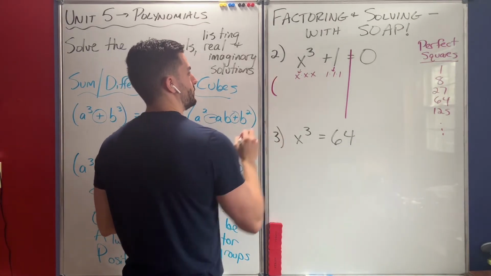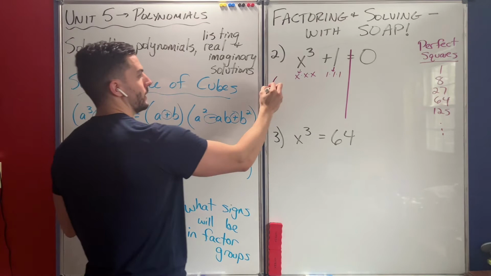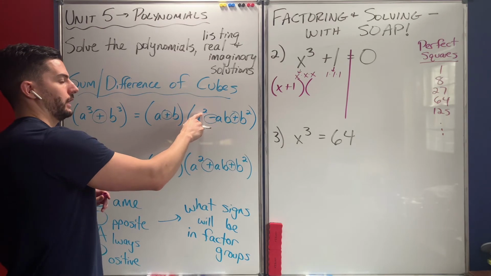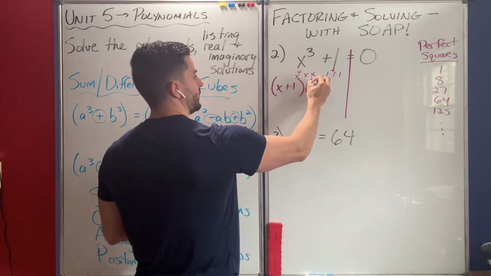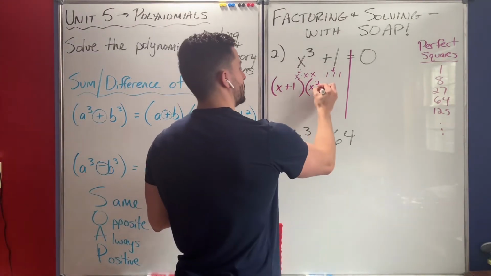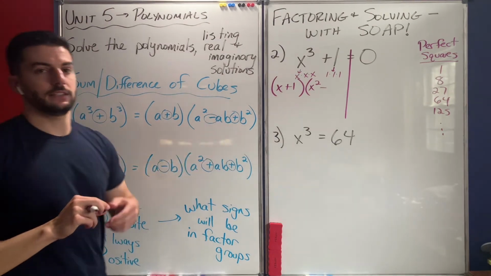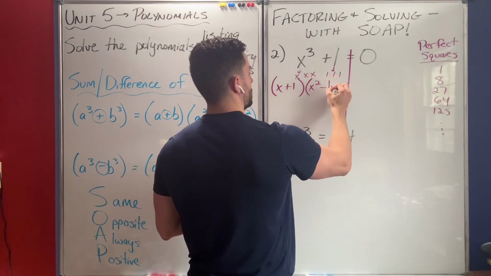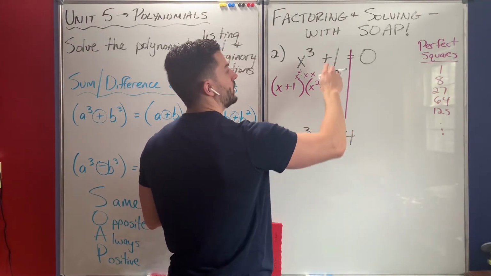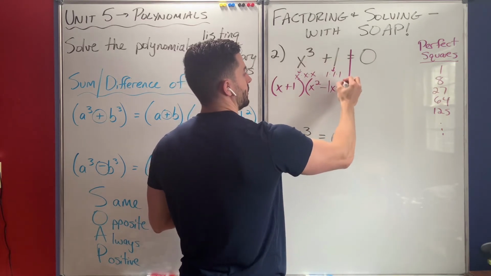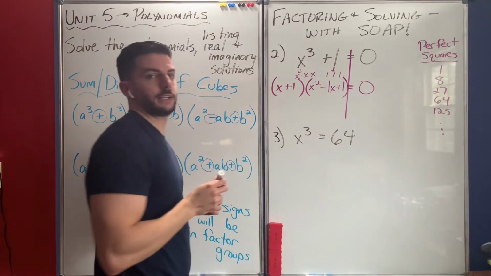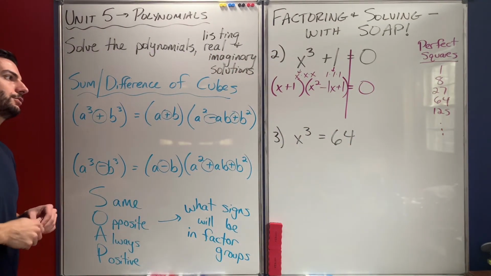So in my groups, it's just going to be the first thing plus the second thing, so x plus 1. And then in my second group, it's going to be a squared, which in this case is x squared, minus, right? Because the signs are going to be the same, and then opposite of the original, so minus instead of plus. So minus a times b, so 1 times x would just be 1x, and then always positive for that last sign, so plus b squared, and b is 1 in this case, so 1 squared is just 1. So I factored this into my two factor groups.